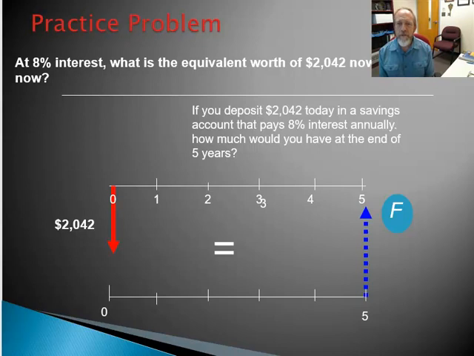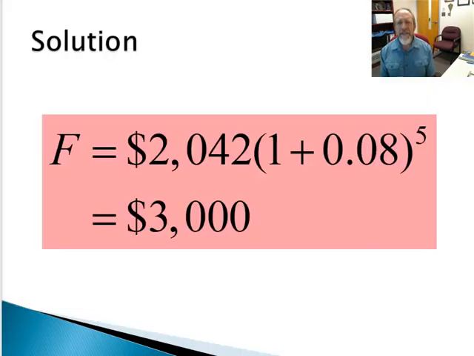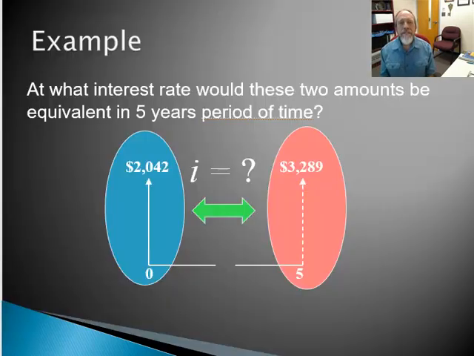8% interest was the equivalent worth of $2,042 now, 5 years from now. This isn't really that hard because the calculation is simply the principal times 1 plus the interest rate to the number of periods. So that was pretty straightforward, 3,000. And you can work backwards. What about 3,000 in the future? What is it worth right now at this interest rate, looking 5 years in the past? Relatively straightforward with that one equation, P times 1 plus i to the n. Done, easy, quick. We're going to use it over and over again.